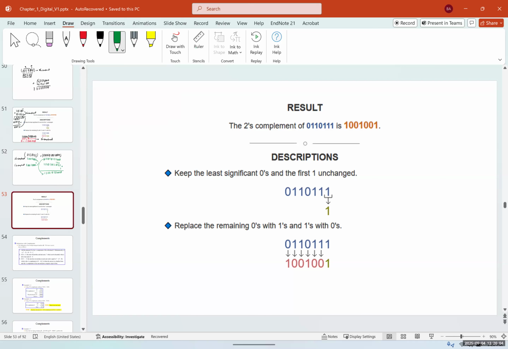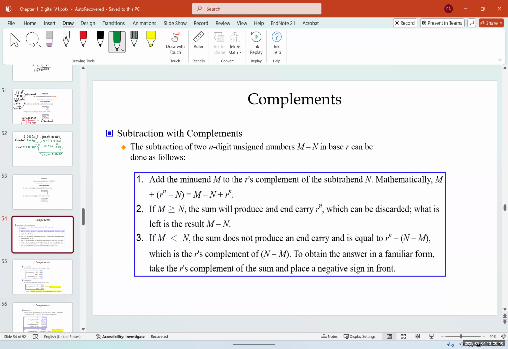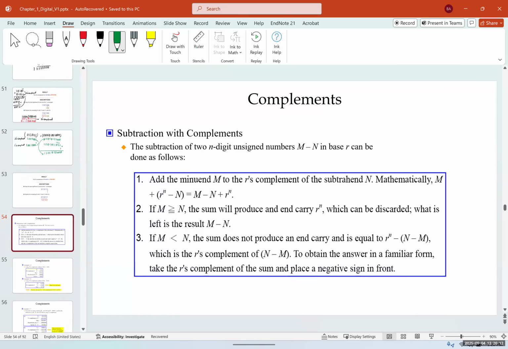Now that we learned about complements and the twos complement, how can we use that for subtraction? So, subtraction with complements. If we want to subtract two numbers like M minus N, in the base of r, what we would do is add the minuend M to the r's complement of the subtrahend N, and mathematically that would be M plus r^n minus N, or M minus N plus r^n.